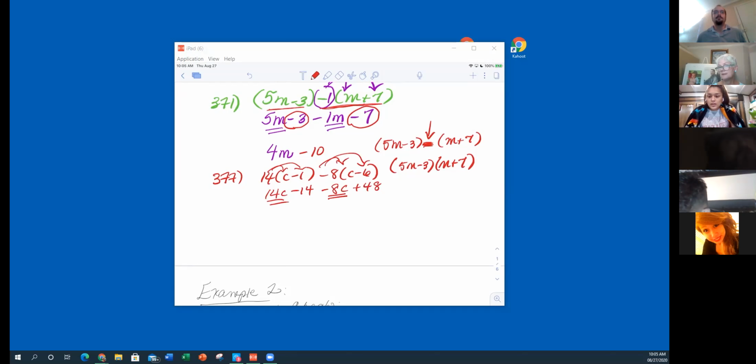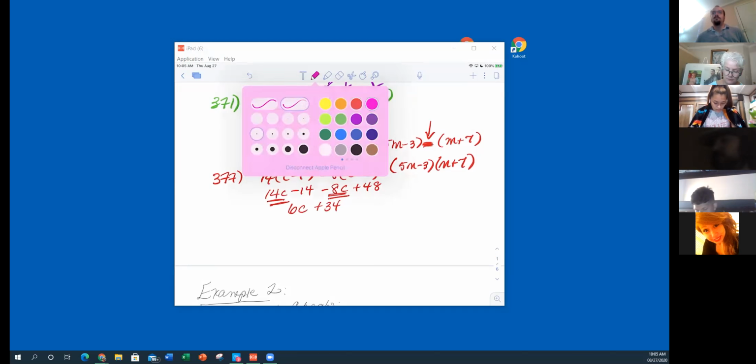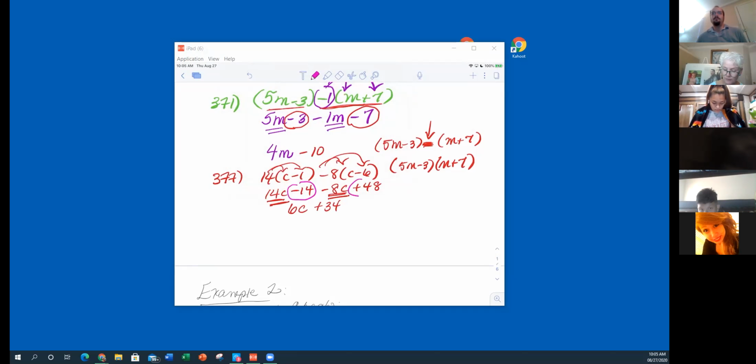You would just do it because there's no equal sign, right? There's not two sides in this problem. So basically you're just combining things that go together. So your answer would be 6C plus 34. Exactly, because you're combining the 14C minus the 8C, and then you have negative 14 and positive 48. Since those two have opposite signs, you subtract 48 minus 14, which is 34, and use the sign of the bigger numeral, which is 48.